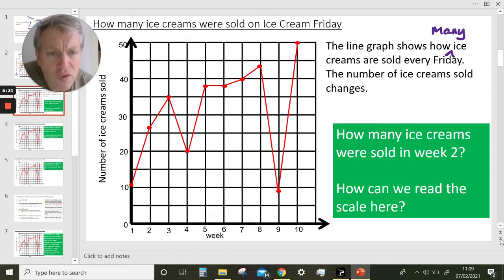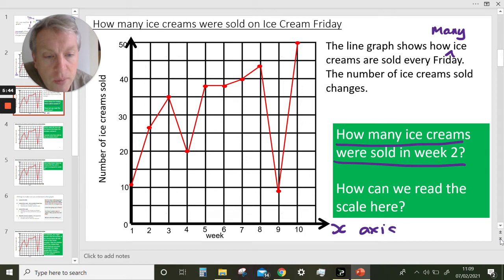So let's try and read this line graph, which means understand. A data point. How many ice creams were sold in week 2? Okay, week 2. That's a time question, so I'll look along the bottom on the x-axis. Week 1, week 2, okay, going up to week 2, so I'm going to go up from week 2. I'm going to find the data point, remember that. Either a cross or a star or a circle very often, and we go across, but, oh no.